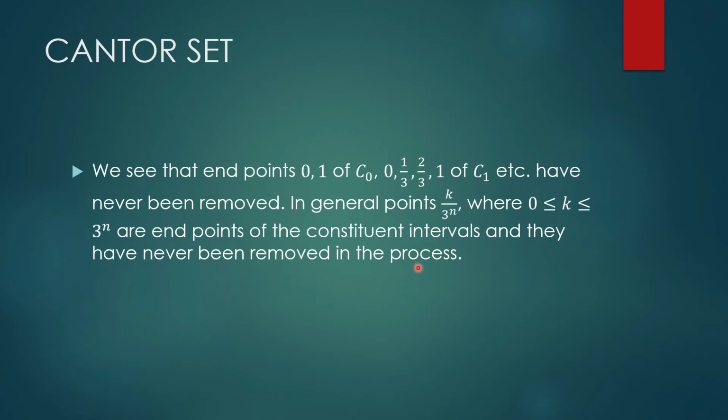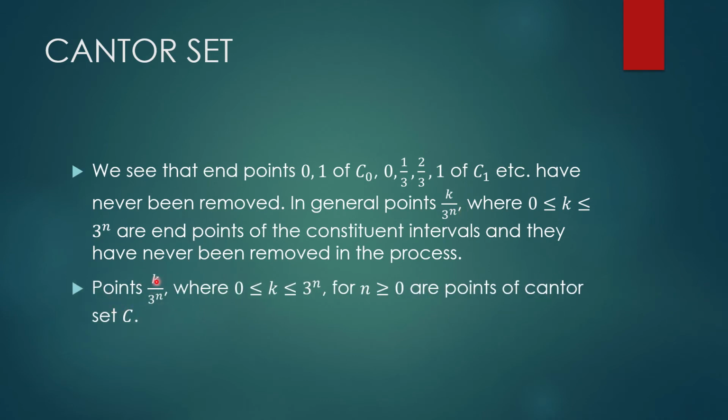In any step of the process, these points k divided by 3 to the power n have never been removed. So they are precisely points in the Cantor set. So points k divided by 3 to the power n, where k lies between 0 and 3 to the power n, for n greater than or equal to 0, are points of the Cantor set C.